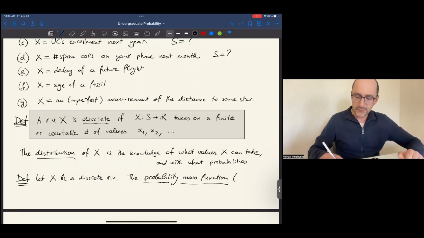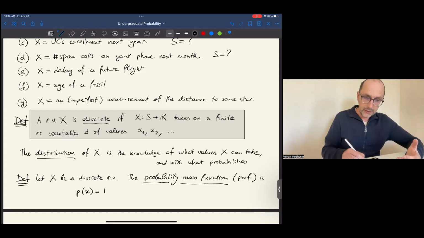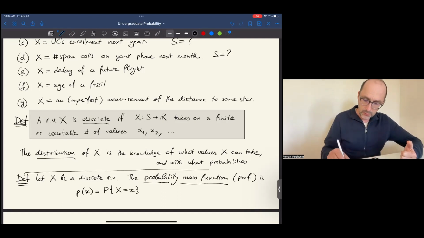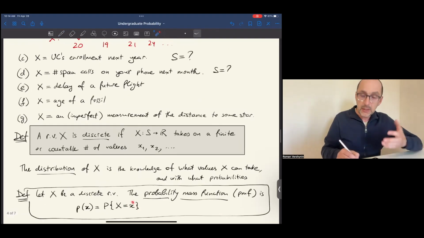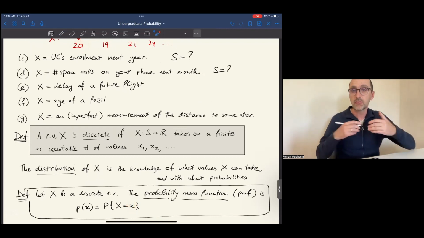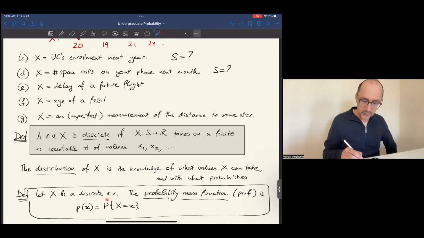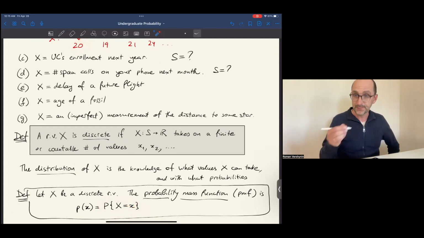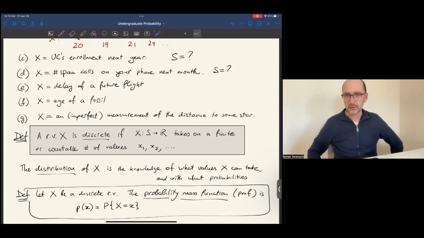The probability mass function, abbreviated PMF, of x is just answering the question, what is the probability that the random variable x takes a specific given value? You give me any value, such as 20, and I will respond, what's the probability that a randomly chosen person in this class will be 20 years old? That probability is P of x.